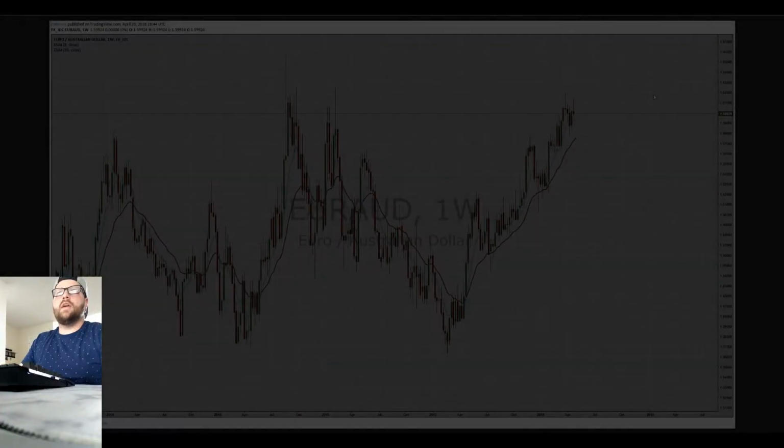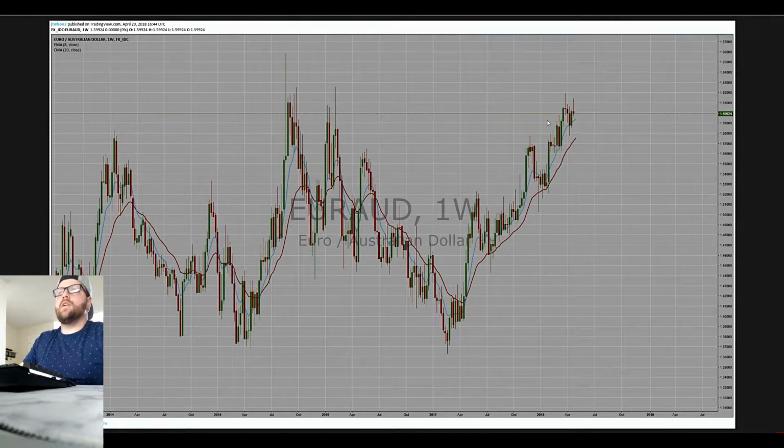Let's go ahead and move on. EA is going to be up next. EURAUD. Last week's candlestick was a bearish hammer.